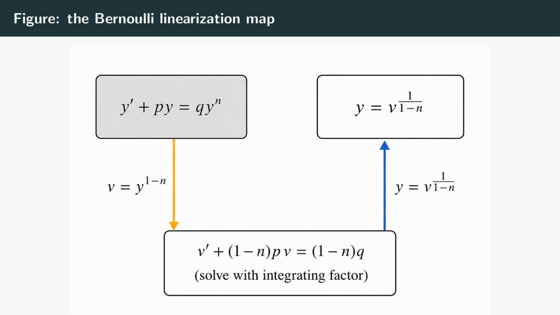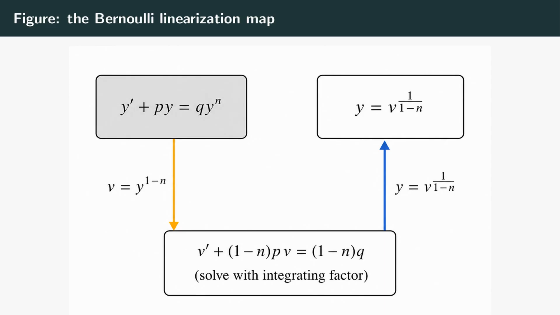Here is the whole Bernoulli strategy as a single map. Start in the top box, the nonlinear world, with the equation y' + py equals q y^n. We cannot solve it here. Follow the golden arrow downward labeled with the substitution v equals y^(1−n). That carries us into the second box, the linear world, where the equation reads v' + (1 − n) p v equals (1 − n) q. This box we can solve with the integrating factor from episode 4.